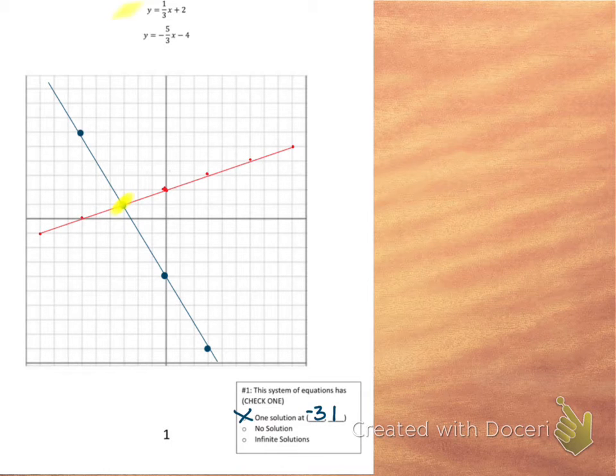So the answer to this problem is that there is one solution, and that solution happens at x equals -3, y equals 1. I misspoke earlier. Okay, let's keep going.